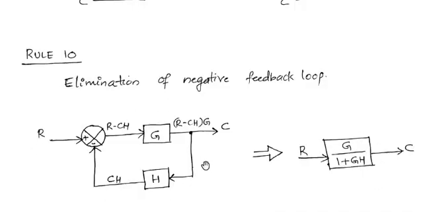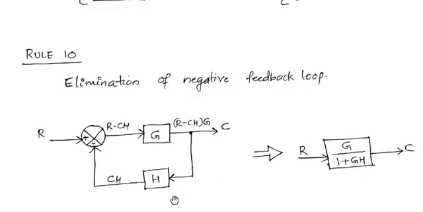So in order to reduce such a kind of negative feedback loop to a single block, we have to apply this rule 10. Okay, so we are having a block with the gain G in the forward path, and we are having a block with the gain H in the feedback path. Then this can be reduced to a single block, and the gain of this single block will be G divided by 1 plus GH. This is very important. G by 1 plus GH.